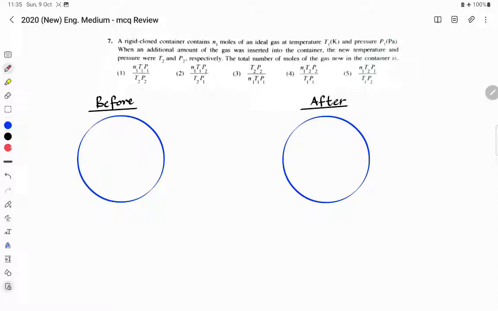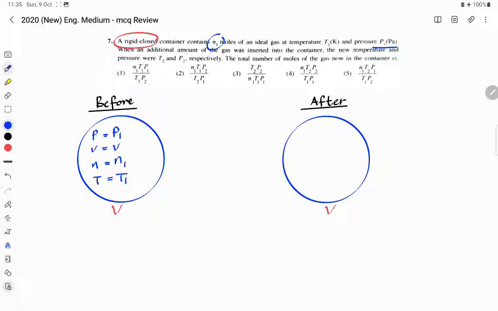They haven't given the volume of the container. Let's assume it's V. Since they have mentioned it's a rigid container, the volume doesn't change. The number of moles initially will be N1. Let's say P, V, N, T here. Pressure is P1, volume is V, number of moles is N1, temperature is T1.